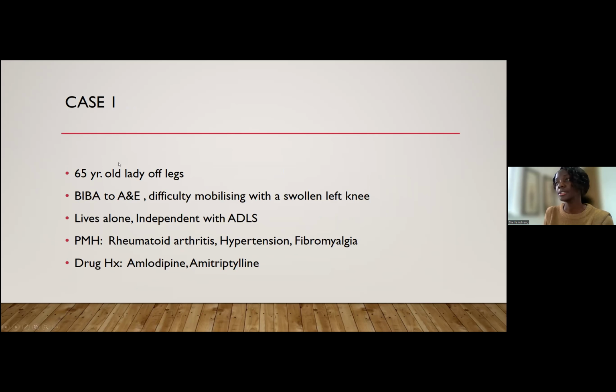So our first case is a 65-year-old lady who was brought in by an ambulance to ED and had difficulty mobilizing with a swollen left knee. She lives alone, she's independent of her ADLs, she has a history of rheumatoid arthritis, hypertension, and fibromyalgia. And in terms of her medication history, what you can see on the GP record is that she's on amlodipine and amitriptyline.